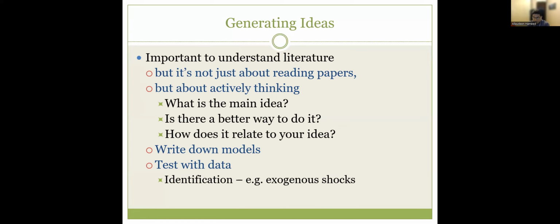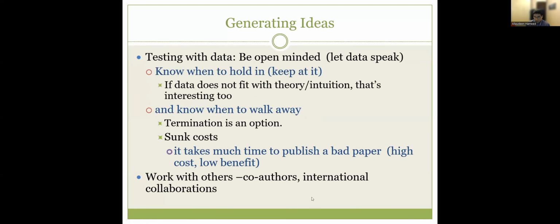This could involve, to help to relate your idea to the literature, maybe you want to write down the model and then test the idea with some data. Again, you need to have something that brings a new thing to the understanding of the literature. So when you test with the data, you need to be open-minded.